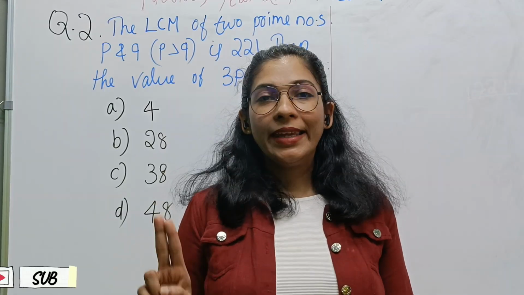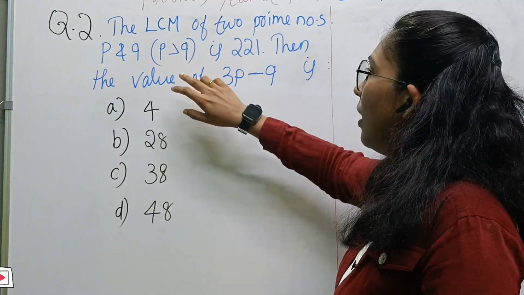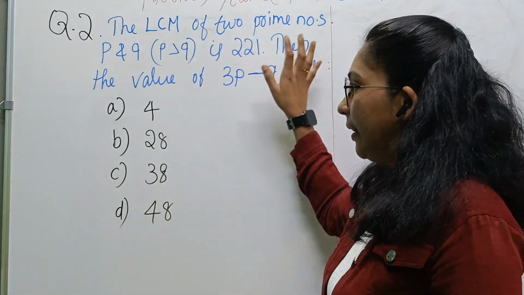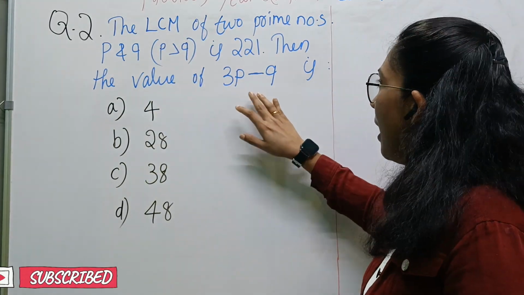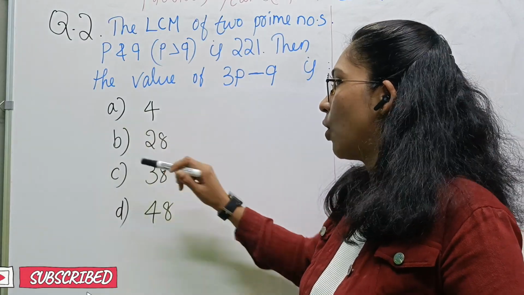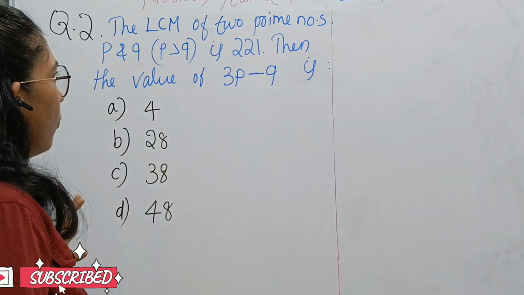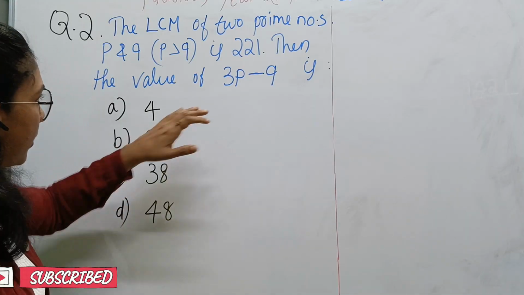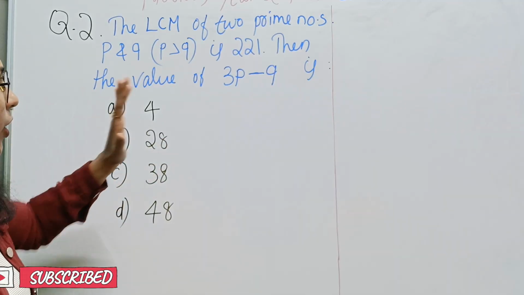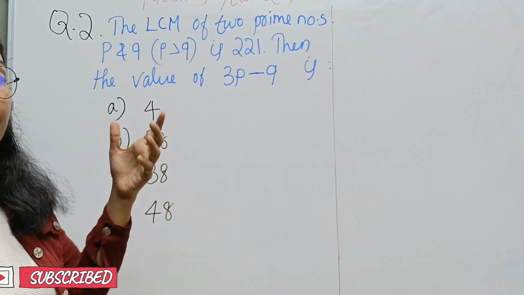Now the second question: the LCM of two prime numbers P and Q, where P is greater than Q, is 221. Then the value of 3P minus Q is. There are four options: option A 4, option B 28, option C 38, and option D 48. What we have to find out is 3P minus Q. We don't know what P and Q are. We only know their LCM is 221, and that these two numbers are prime numbers.